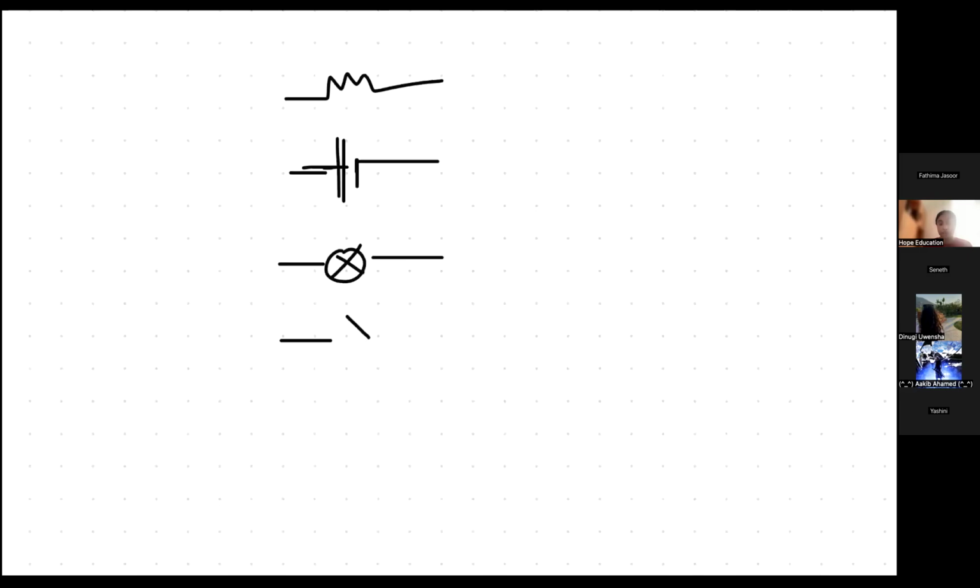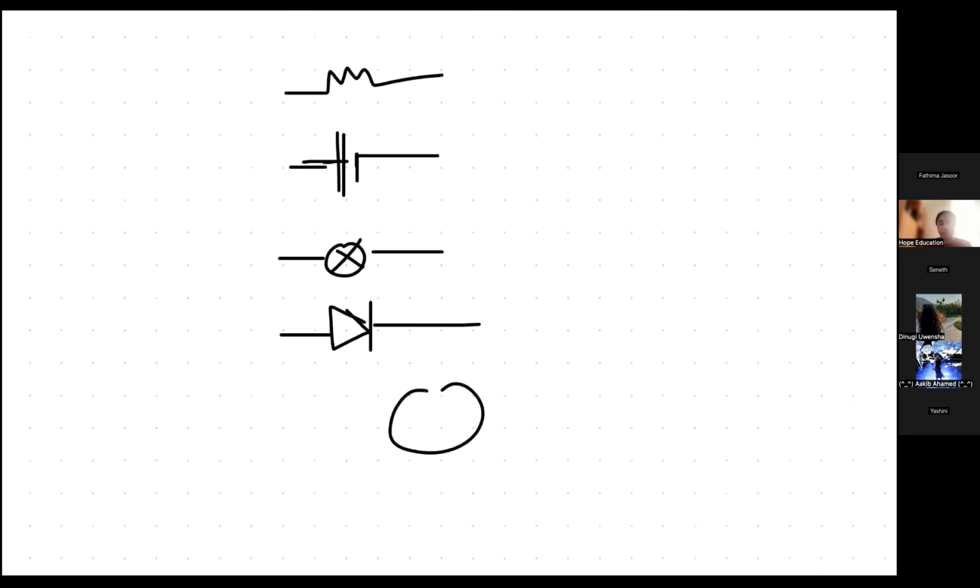A transformer has two circuits. Usually in a circuit diagram we show a resistor like this, a battery like this, a bulb like this, right? A dry cell like this, a diode like this, and a transistor like this. Like this, right? Similarly, we show a transformer in the circuit diagram like this.